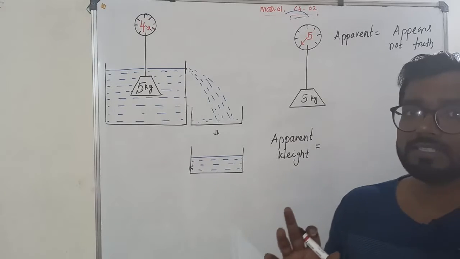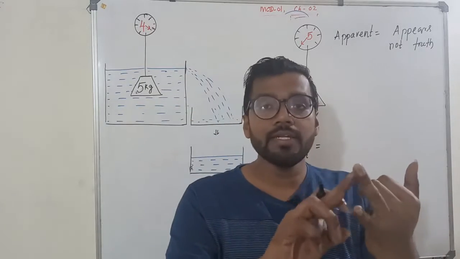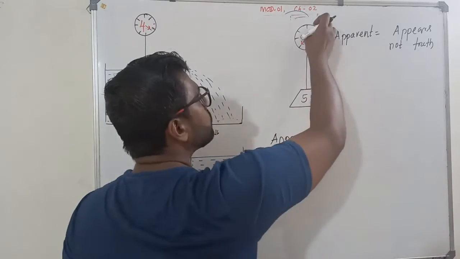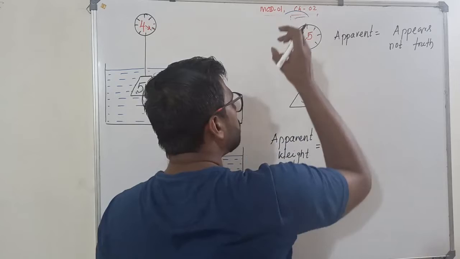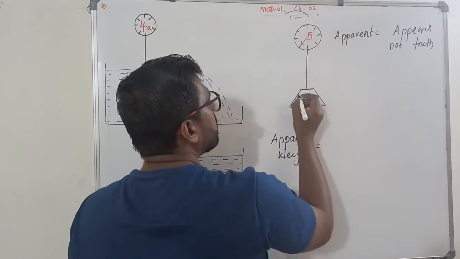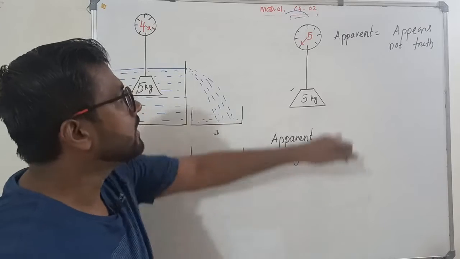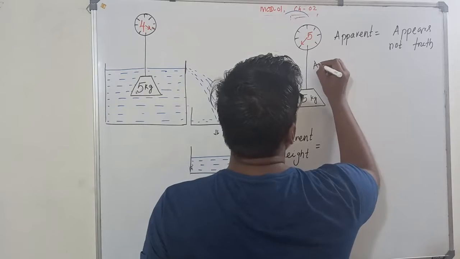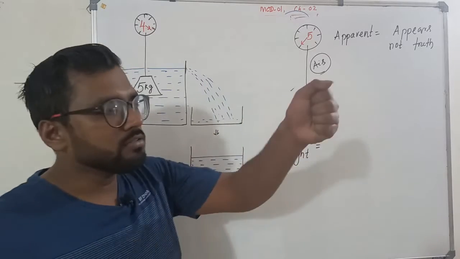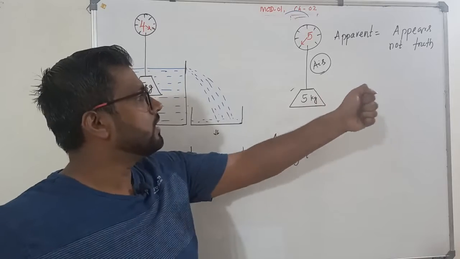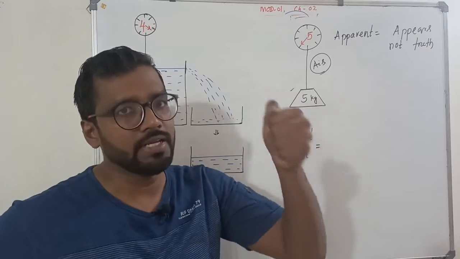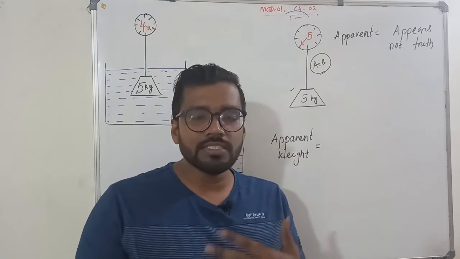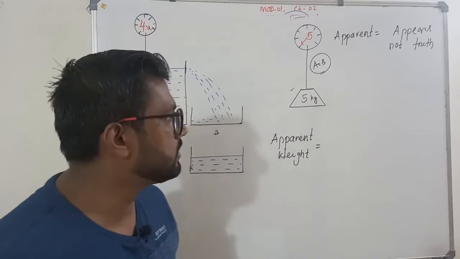Let's try to understand the concept of apparent weight. For AEE and PSUs, apparent weight numericals are coming. See this, I have taken a weighing balance and I am trying to weigh a material. How much is it showing on the dial gauge? It's showing around 5 kg. This is when you are weighing in air. Weight means you have to multiply by acceleration due to gravity, so 5 into 10 is 50 Newton.